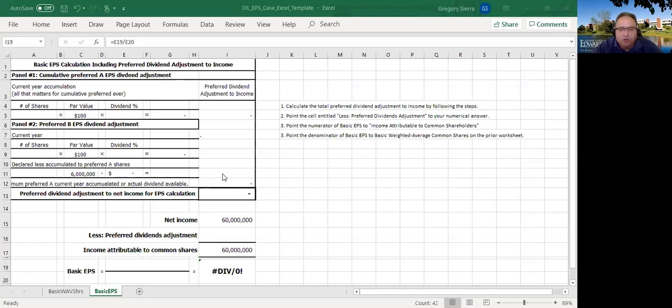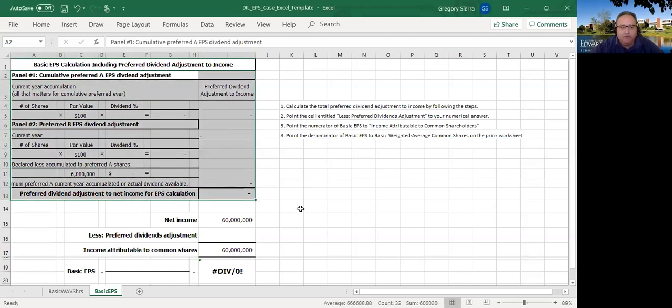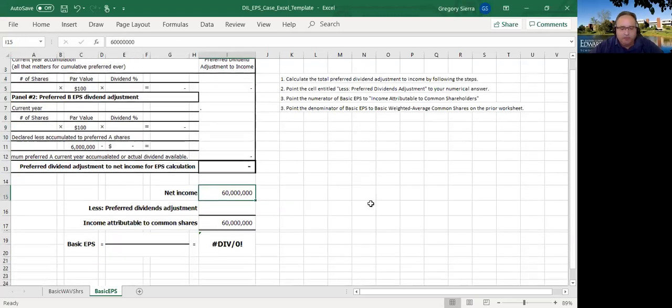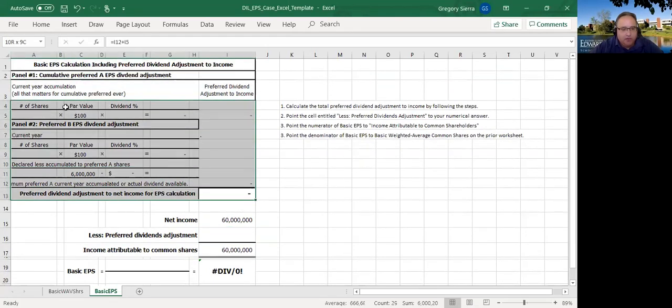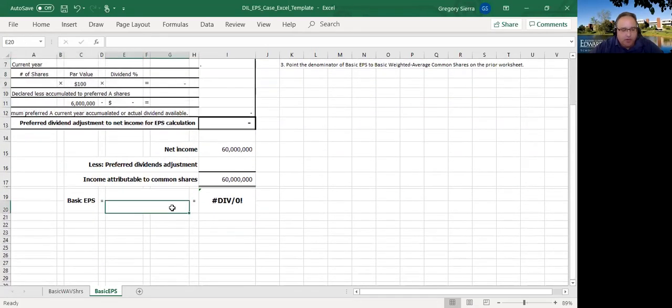On this part, we've already created the basic weighted average shares, and here what we're going to do is calculate the numerator, which is income attributable to common shareholders. So if we look at this whole sheet, we're going to deal with the preferred dividend adjustment to net income. We're given net income of 60 million in the problem. The preferred dividend we would have calculated up here in this section. And then we'll grab the basic weighted average shares from the prior worksheet and come up with basic EPS.